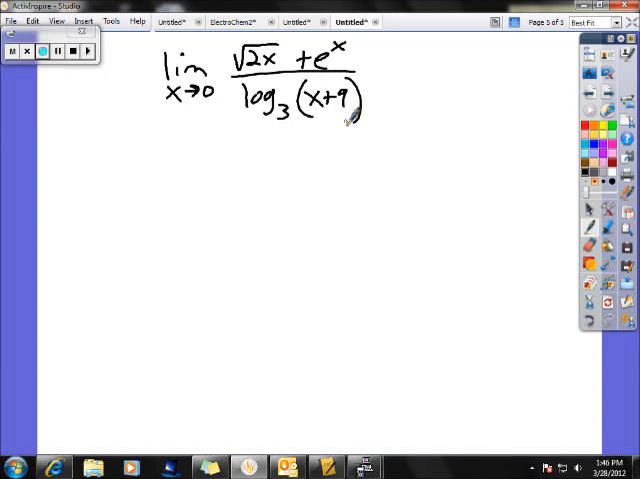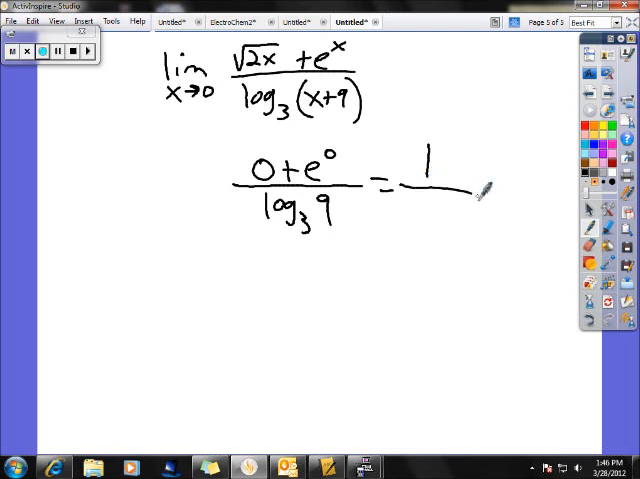Remember, what's the first thing you're always going to do on a limit problem? Just plug it in. So in this case, plug in the 0. That's just going to be 0 plus e to the 0 over log base 3 of 9. e to the 0 is 1. Log base 3 of 9 is 2. So there's your answer. Just because it looks complicated doesn't mean it is complicated.